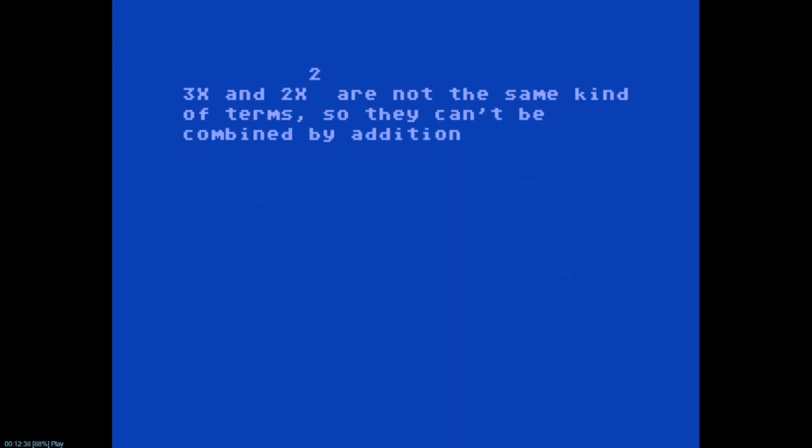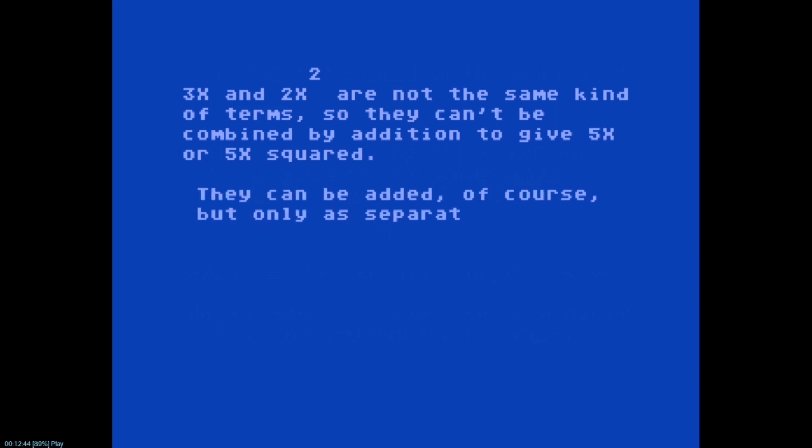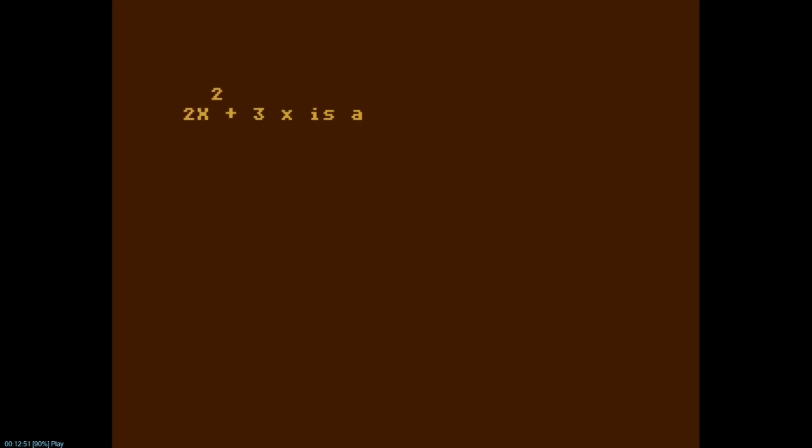You can see, however, that 3x and 2x squared are not the same kind of terms, so they can't be combined by addition to give 5x or 5x squared. They can be added, of course, but only as separate terms. What would their sum look like? Right. What would you call 2x squared plus 3x?